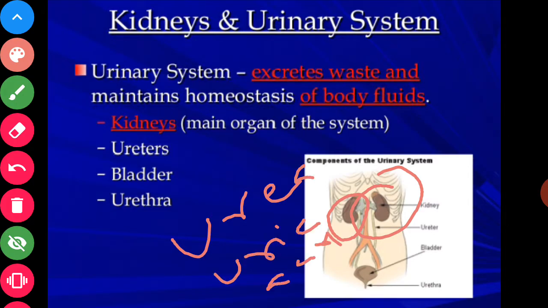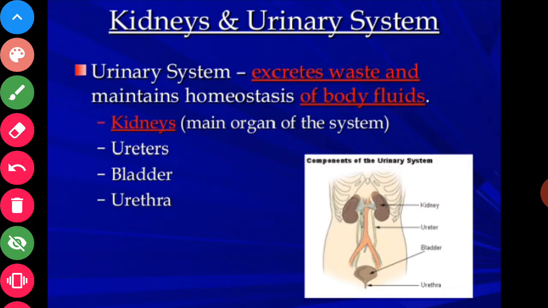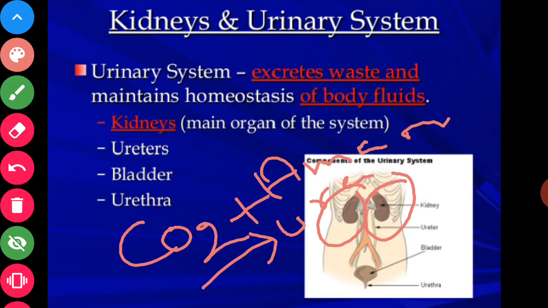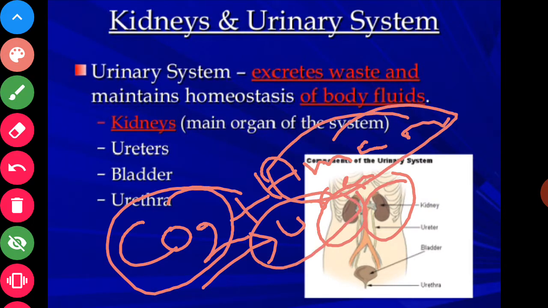Okay, the human body has a pair of bean-shaped organs called kidneys for the disposal of nitrogenous wastes like urea and uric acid. Urea is formed due to combination of carbon dioxide and ammonia.